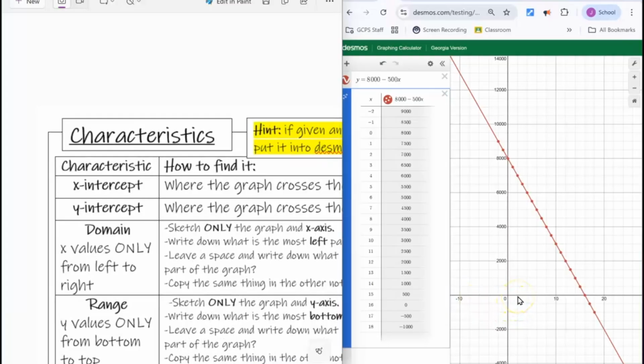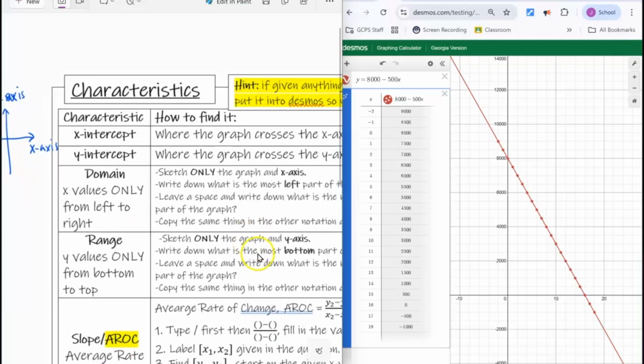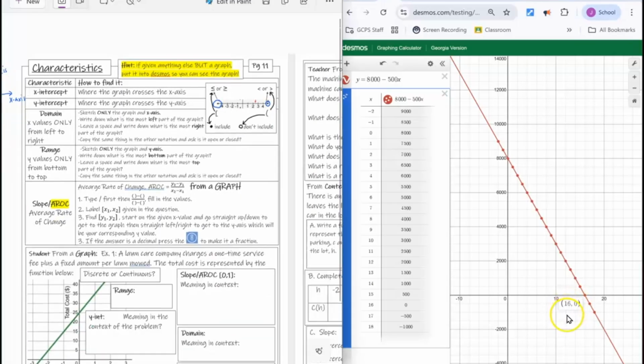At the very top right here, if you could just draw a coordinate plane, I want you to label this x-axis, and I want you to label this y-axis. That's not how you spell it. So that you know, x-axis is left to right, y-axis is up and down. All right, so where is my x-intercept? I'm going to come where it crosses the x-axis, which is left to right. Where does this red line cross left to right? It's going to be right there, which for me is (16, 0).